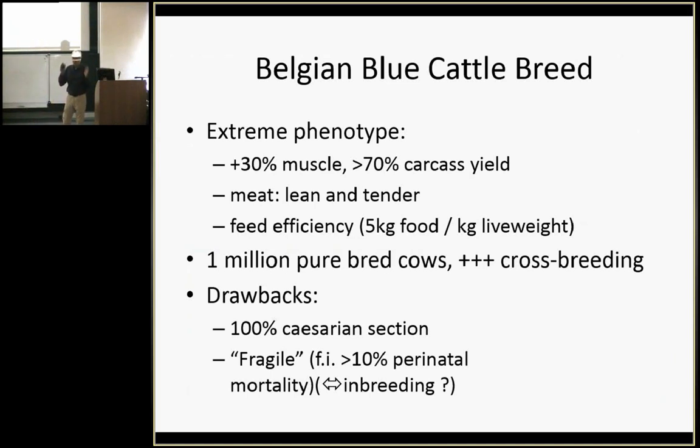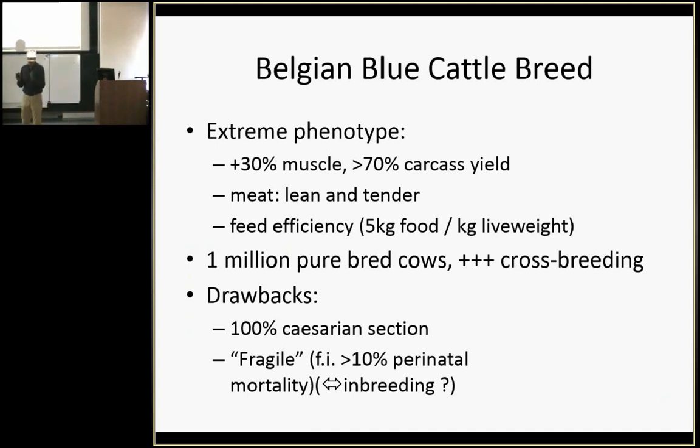So although passion certainly played a role in the minds of the farmers, economy was the major drive. When a butcher buys an animal like that, he can make much more money out of it than out of a regular animal, and that ultimately is what drove the fact that at the present time, 1 million animals in Belgium are of that cattle. There is 1 million purebred cattle.